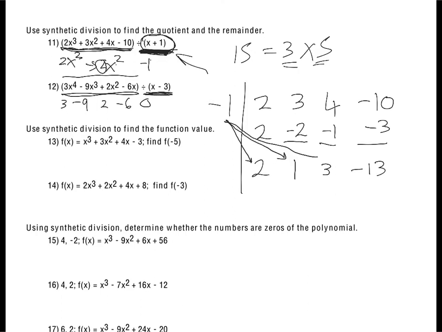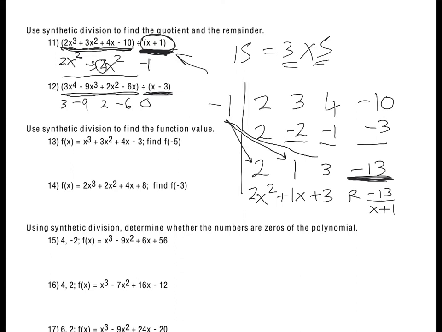Now, this means that x plus 1 is not a factor. -1 is not a 0 or x-intercept because it has to go into exactly. This would be 0. At the end, you'd have no remainder. This has a remainder. In other words, the answer to this is 2x squared plus 1x plus 3, remainder -13. And we always write the remainder over the original divisor, which is x plus 1. So that's what it would look like if you did a long division of polynomials. That's the answer.